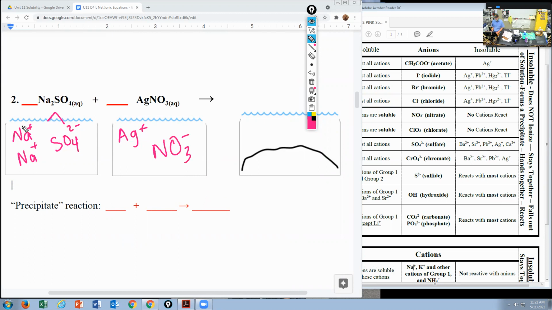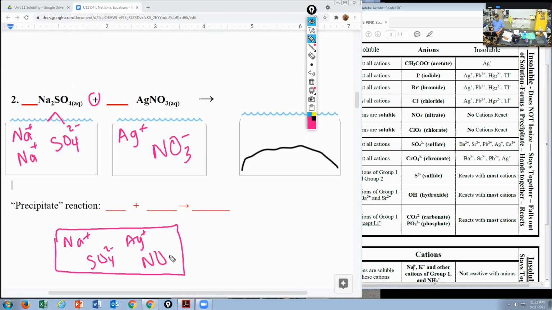Now, like we had before, where we had one container, you have to imagine that we're going to take these 2, this says plus, and we're going to put these 2 containers together. So you don't have to draw this, I'm just doing this for you. We're going to have sodiums, sulfates, silver ions, and NO3s, all in the same container, because we're mixing these 2 things together. That's what plus means. And we want to know, will any of these things get together?